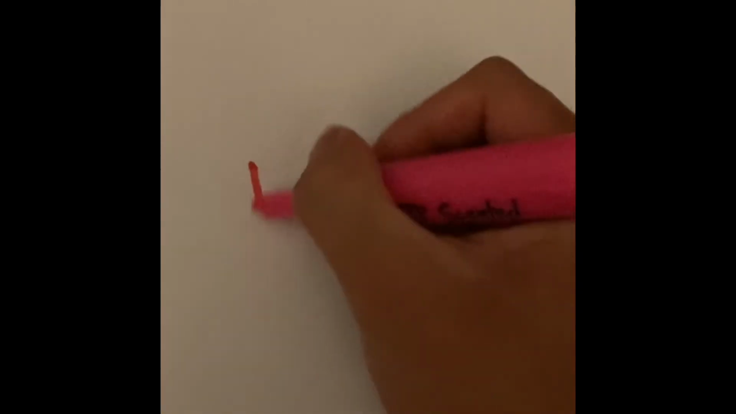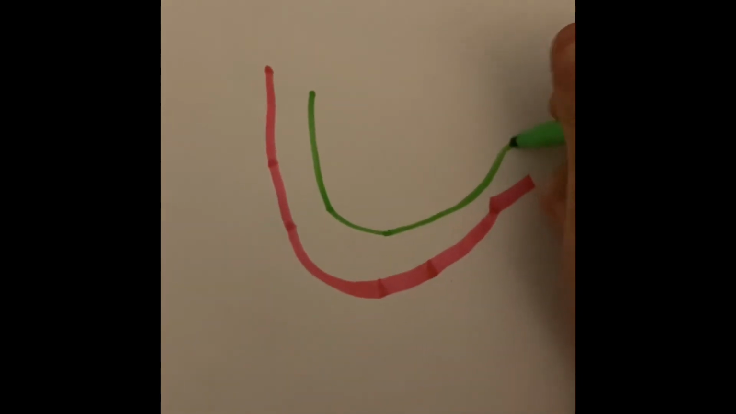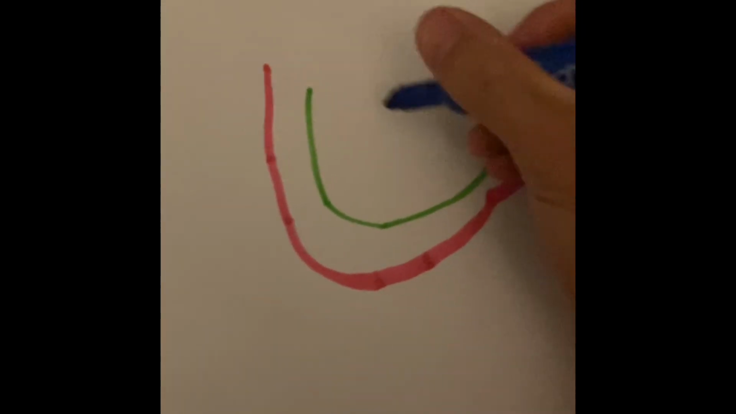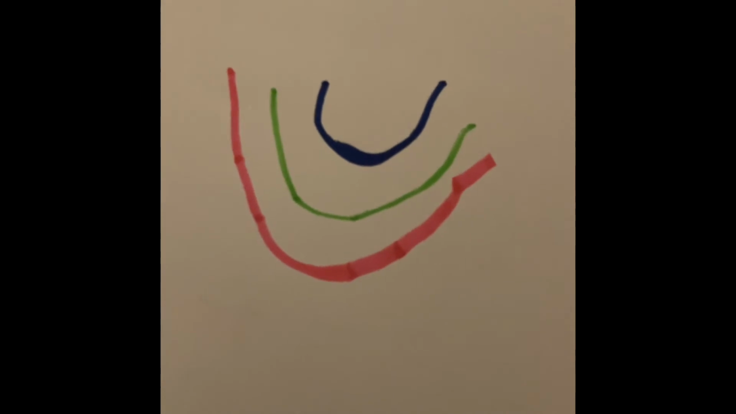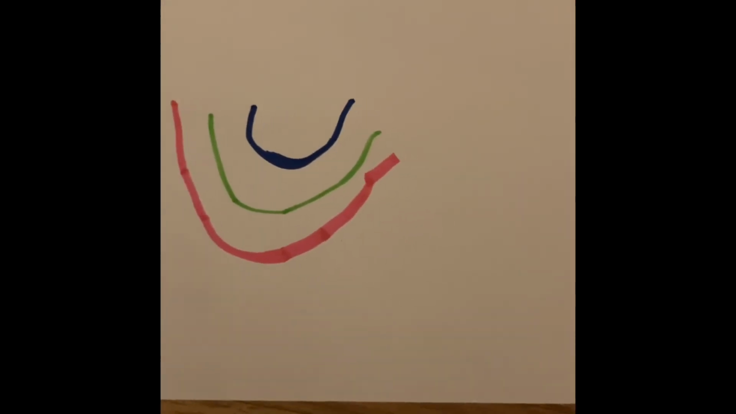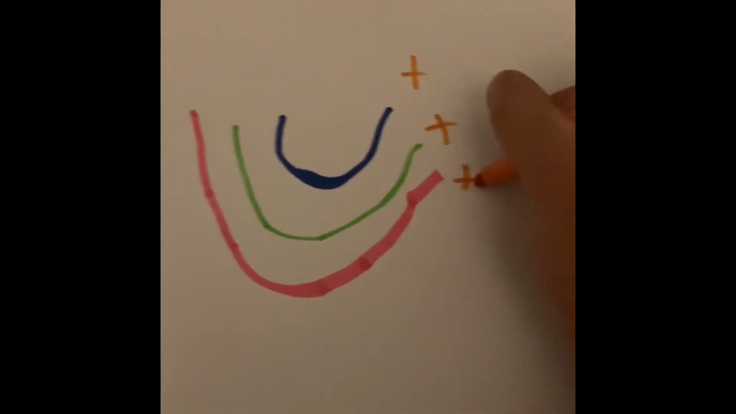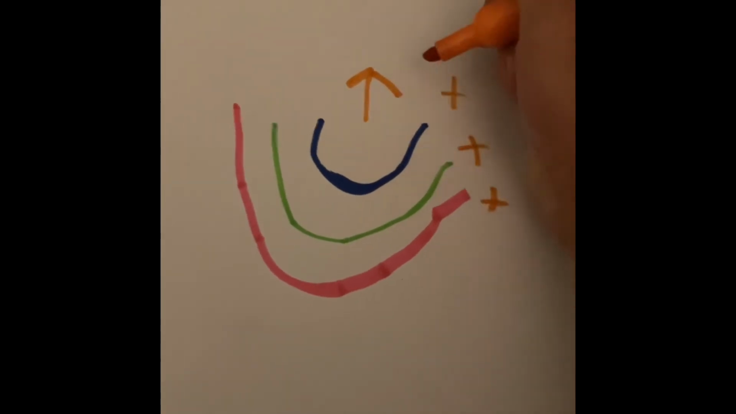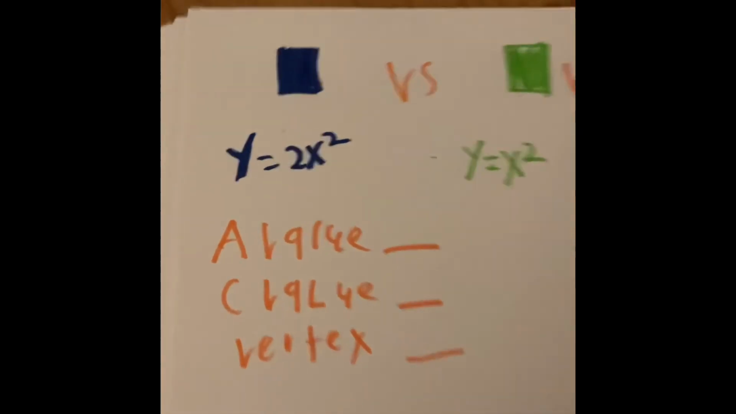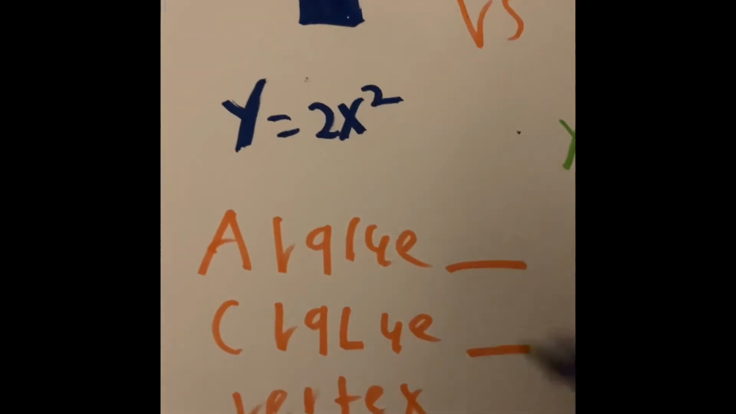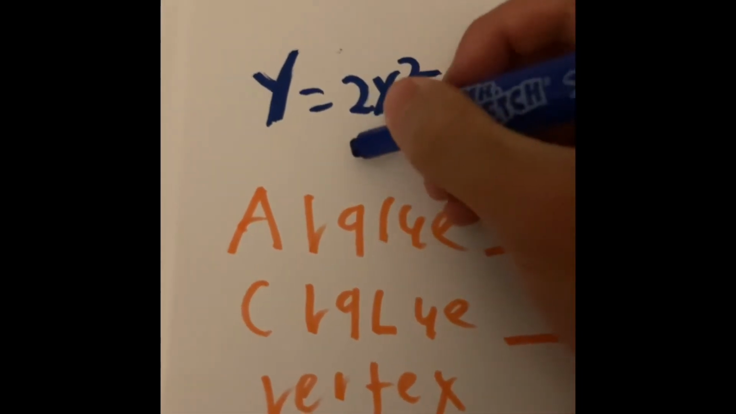Okay, so what we saw is that the red equation was on the bottom. We also saw the next one was the green equation right on top of it. And the blue one was on the very top. Let's see why that happens. We can all see right here that all of the parabolas are positive because they end up going straight up. Let's start analyzing.